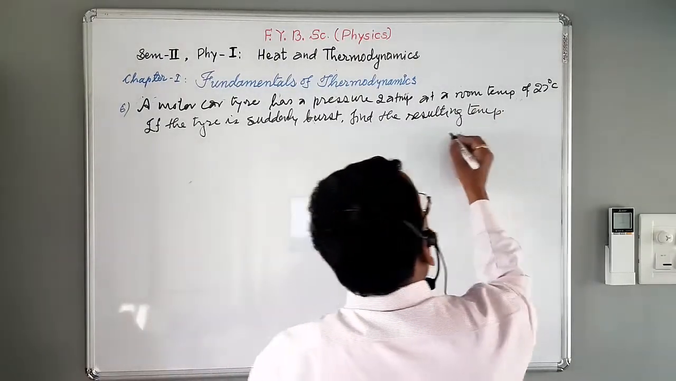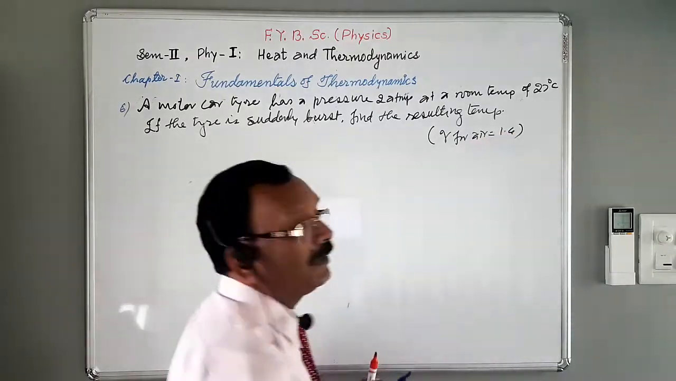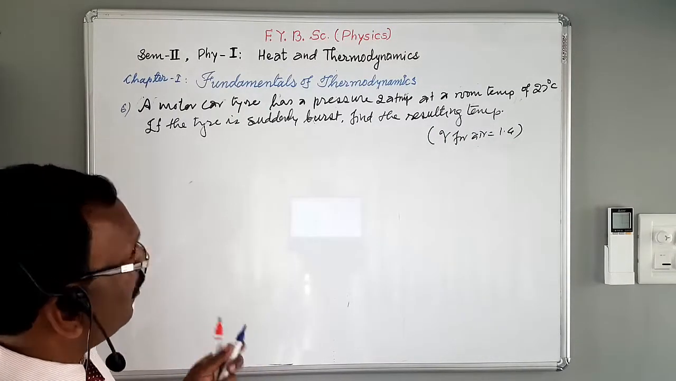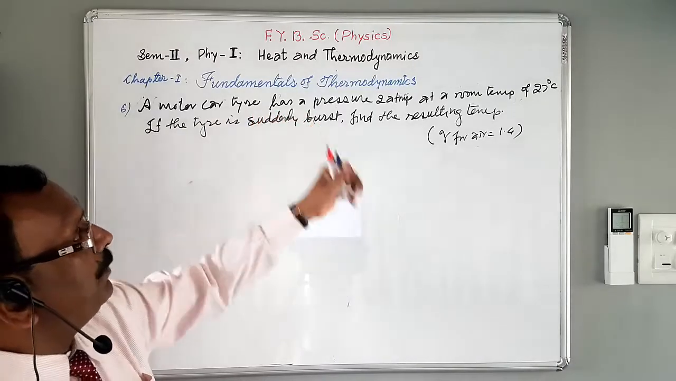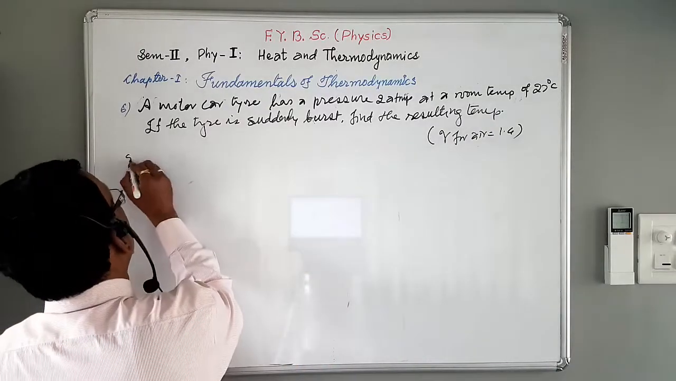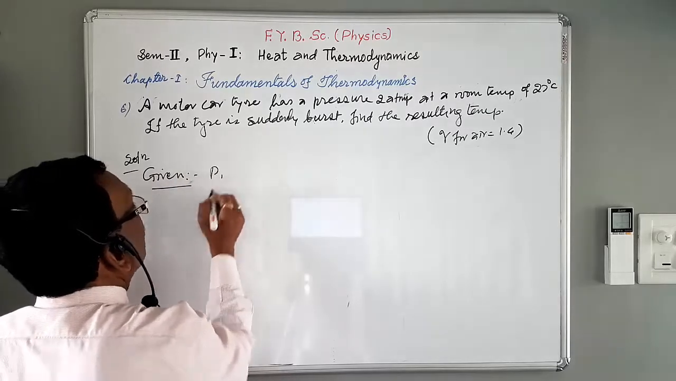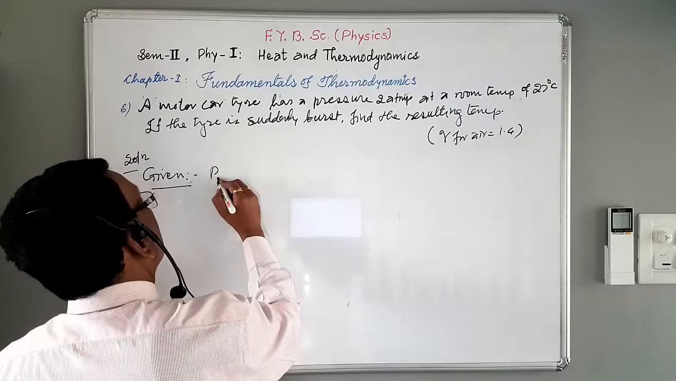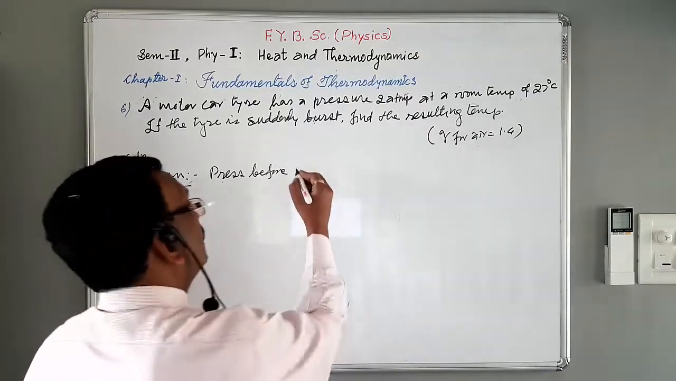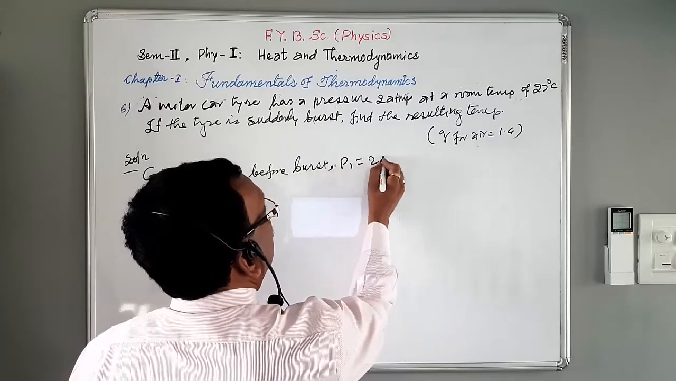Here also gamma for air is equal to 1.4, given here. So look at the problem. The problem is simple. A motor car tire has a pressure of 2 atmospheres at room temperature 27 degrees Celsius. So the given things, solution: here P1, or we can say the pressure before burst is P1. This is 2 atmospheric pressure.